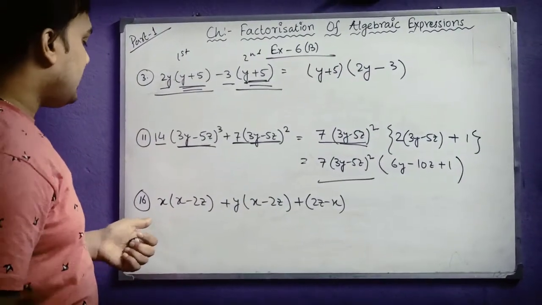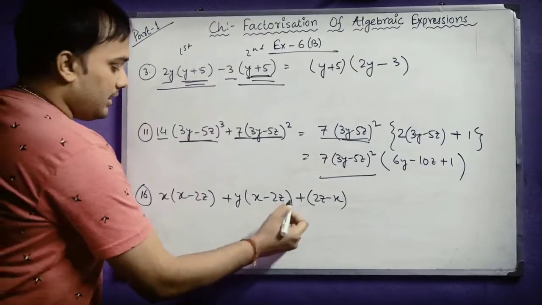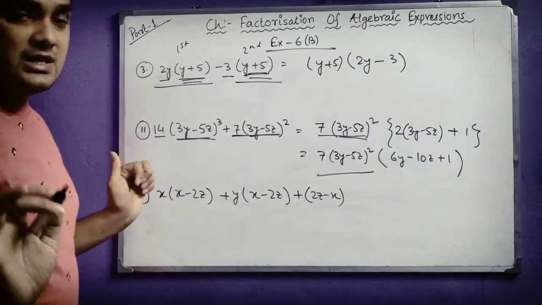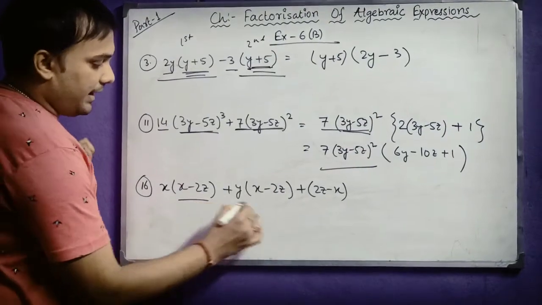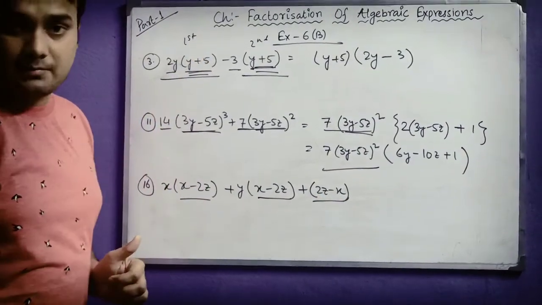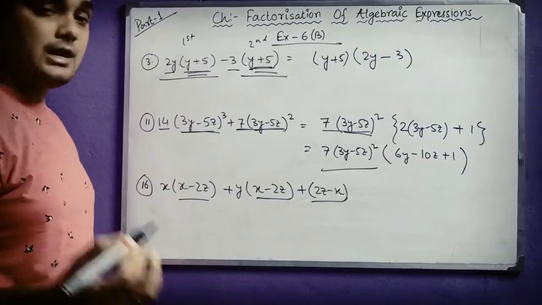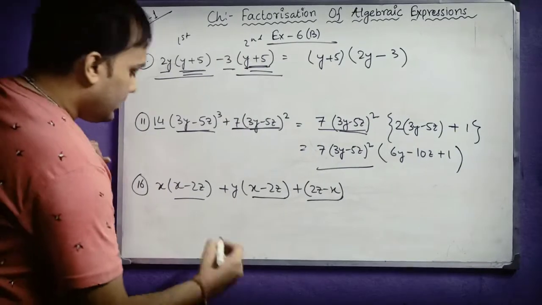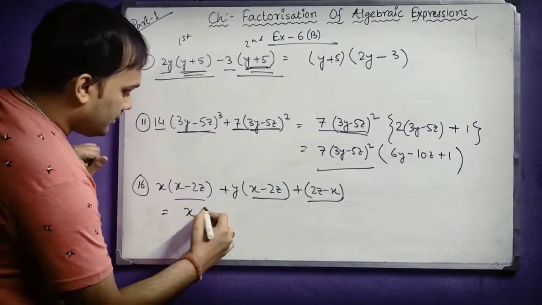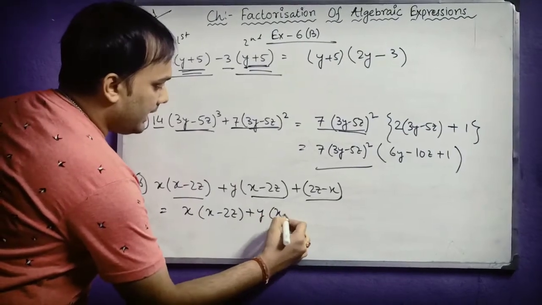Okay, now you can see the next is x into (x minus 2z). First you have to see whether the bracket part is the same or not. You can see x minus 2z is the same. But here it is 2z minus x. It's not the same. So first you have to make the bracket part the same. Then only you can take the common. Otherwise you cannot. So what will I do? I will write here x into (x minus 2z), and y into (x minus 2z).